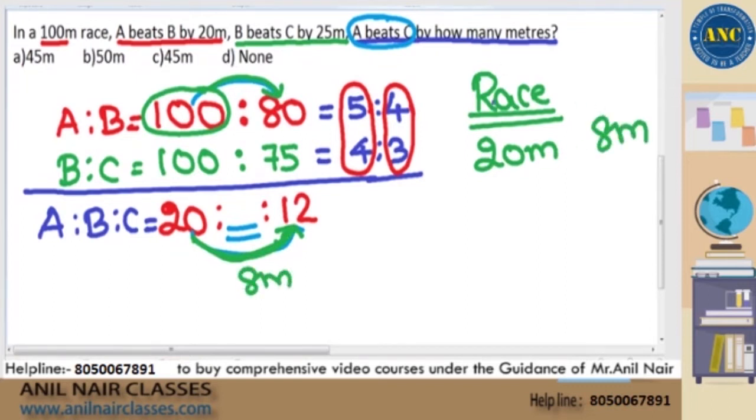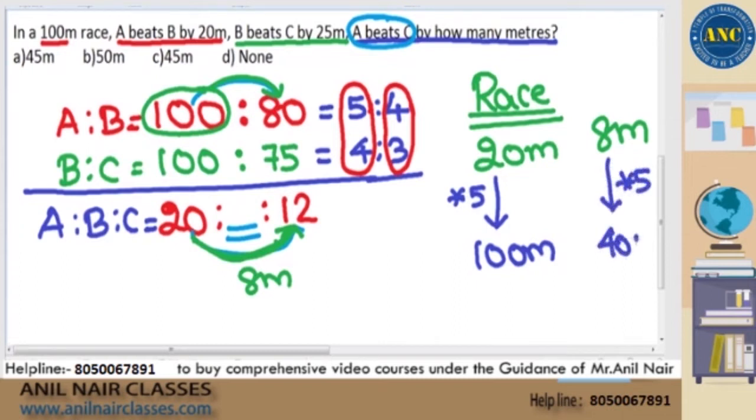But according to the question, it is not a 20-meter race. It is a 100-meter race. 20 into 5 is 100. 8 into 5 should be the answer. What is the answer? 40 meters. The answer for the first question is 40 meters. I hope everyone is clear with the methodology which is being discussed. I hope it is clear, sir.